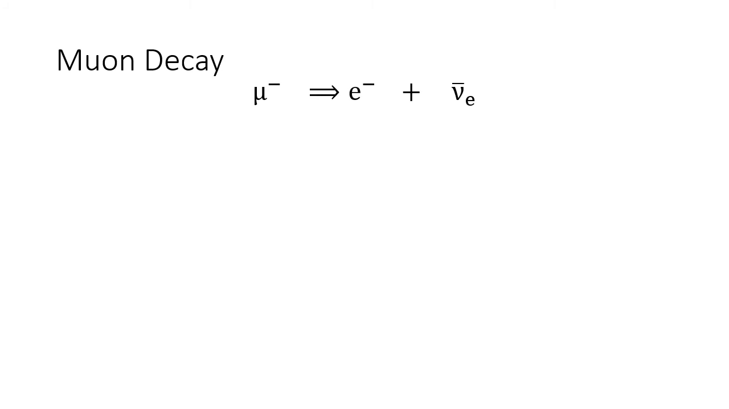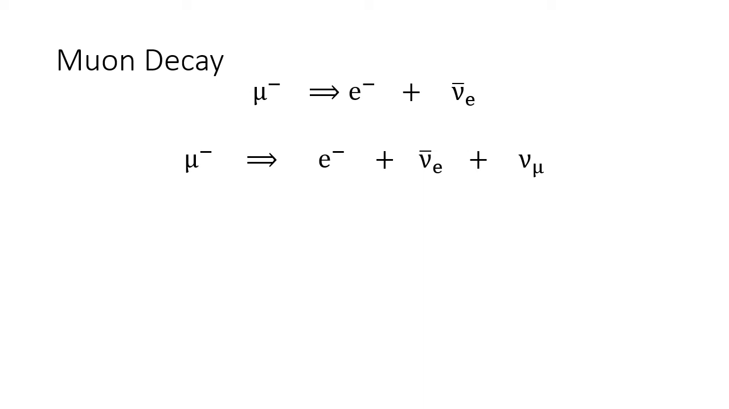So a muon decays to an electron and an anti-electron neutrino. Or does it? Actually, it does that. Why is it doing that? Why do we need the extra neutrino? Well, let's have a look at the numbers.